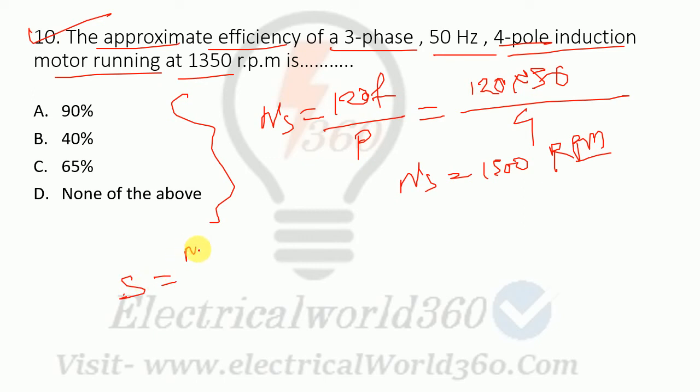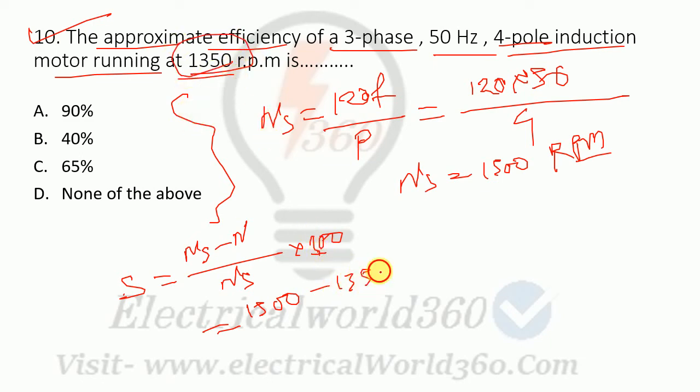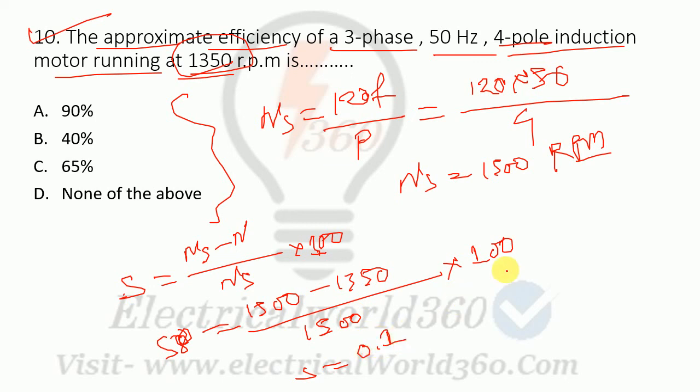And for that, from here we can get the s or slip. s is equal to Ns minus N by Ns, into 100 to get the percentage of slip. So here the Ns is 1500 minus N. N is 1350, you can see in the question, 1350 by Ns, that means 1500, into 100. So from here you can easily find out the s. So the s will be 0.1.